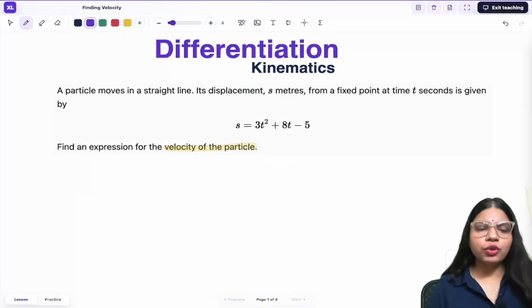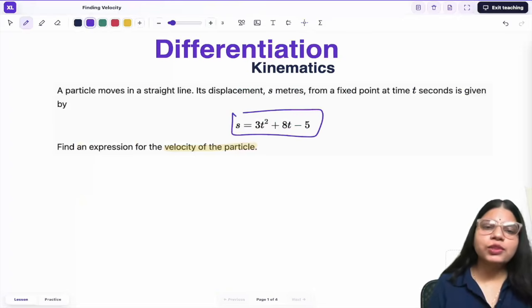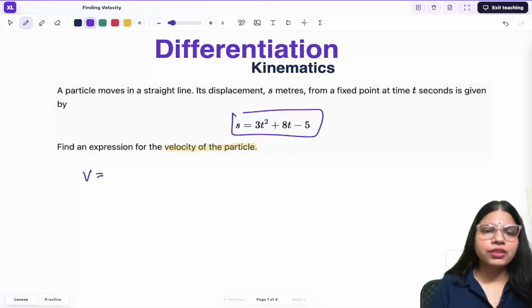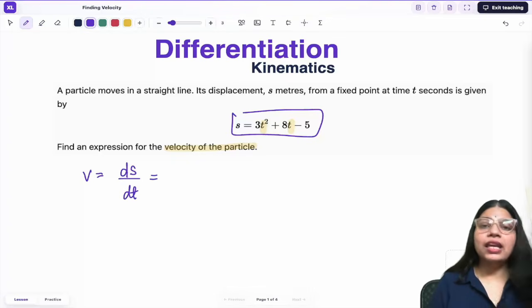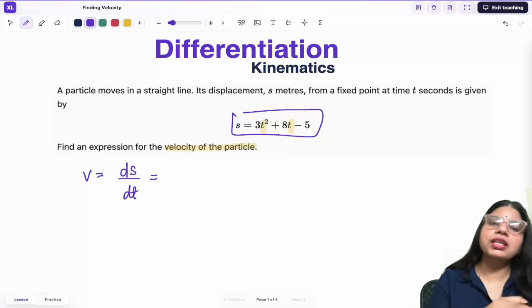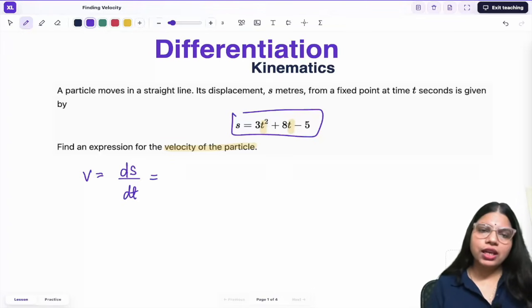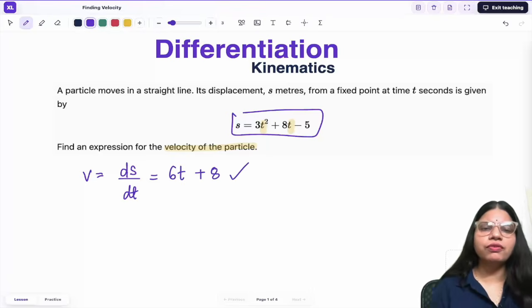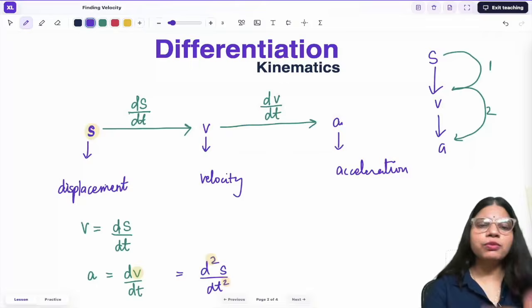So over here, what do we have? We have S given to us, correct? Find an expression for velocity. Velocity is nothing but differentiating S with respect to t. So let's differentiate that. Again, some new terms are getting connected over here, but the content, the concept, the understanding is the same. So let's differentiate. 3 times 2 is 6t plus 8. And that's your answer. They're not asking for acceleration, so that's fine. Let's move to the next question.